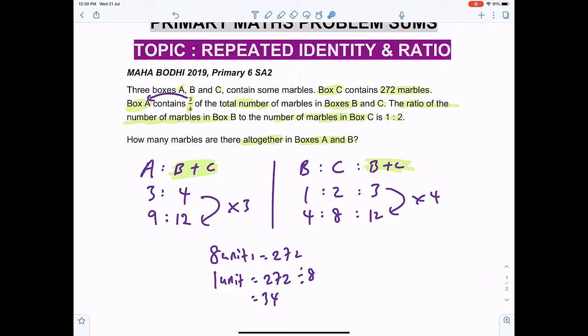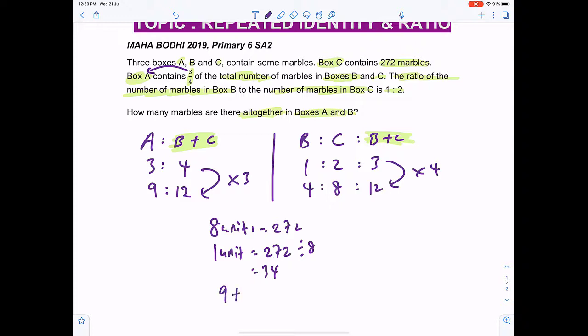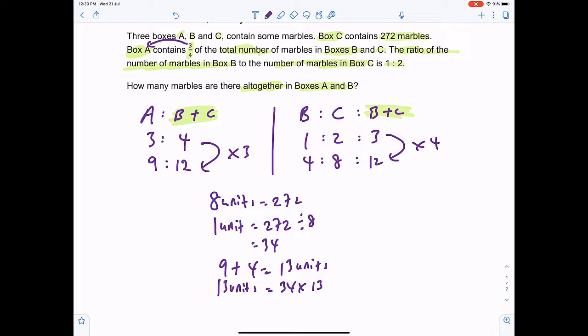Now for A and B, have a look. 9 plus 4. Okay, how many units is that? Let's see. 9 plus 4, 13 units. So we need to find the value of 13 units. 34 times 13. Okay, 442. 442 marbles. Final answer for this question.